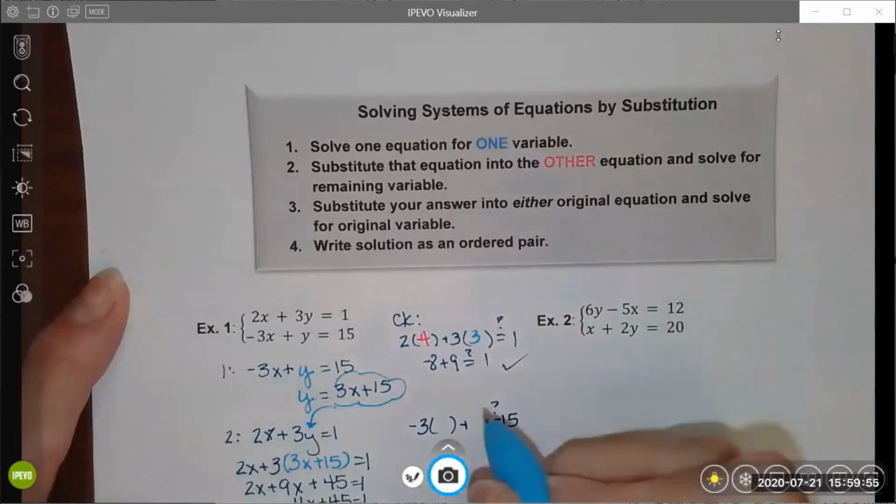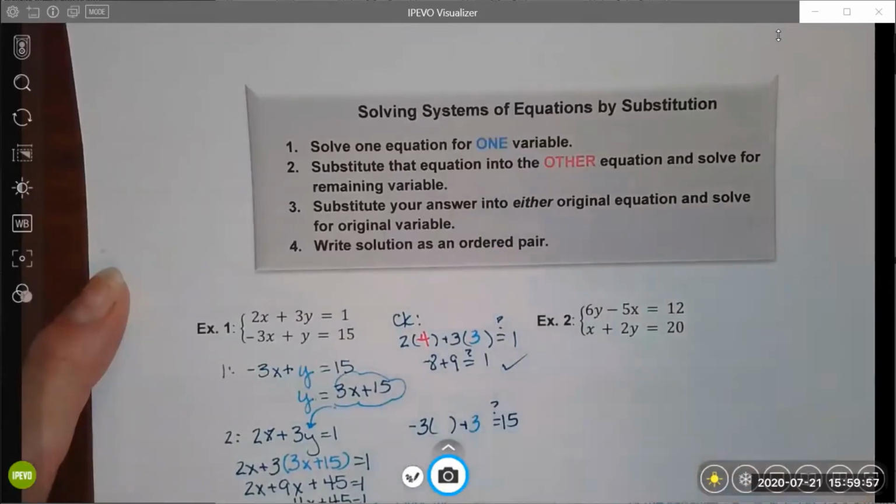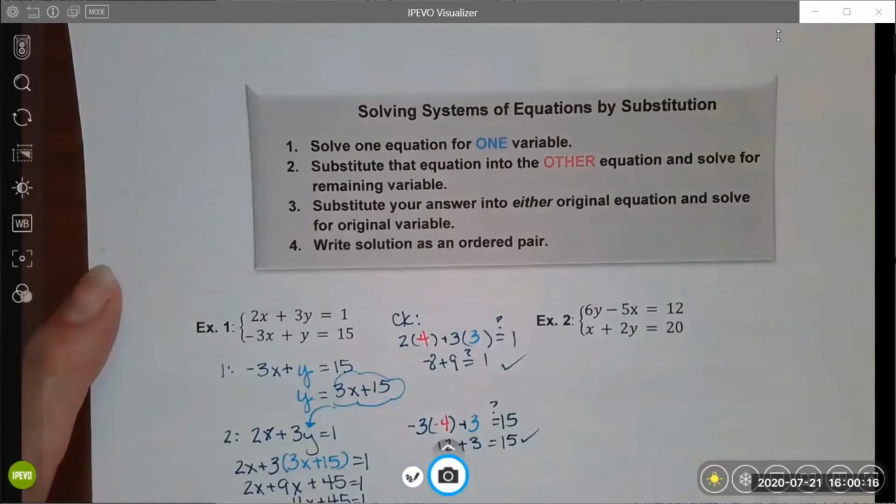And I'm checking. So this is my y value is 3. My x value is -4. Negative times a negative is positive. Is 12 plus 3 equal to 15? Yes, it is. So now I've verified that my answer is correct. There's really no excuse to get these wrong other than I just didn't bother to check.